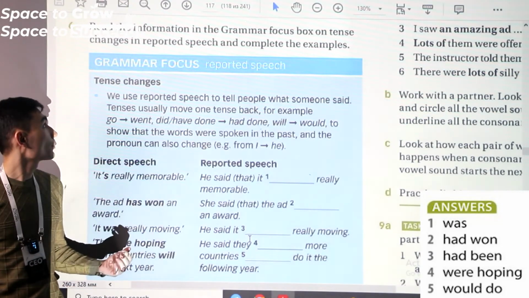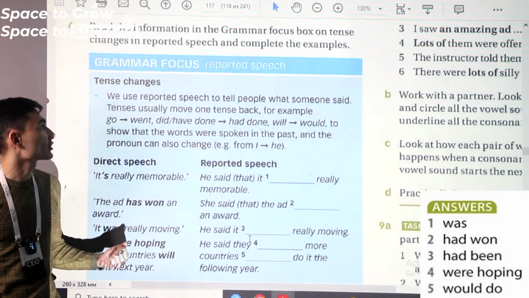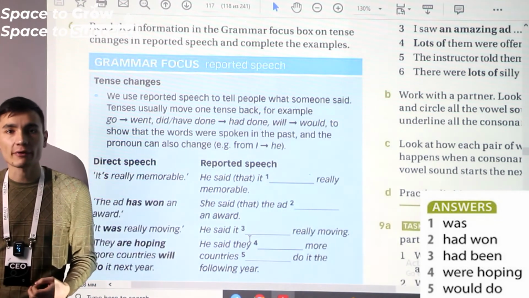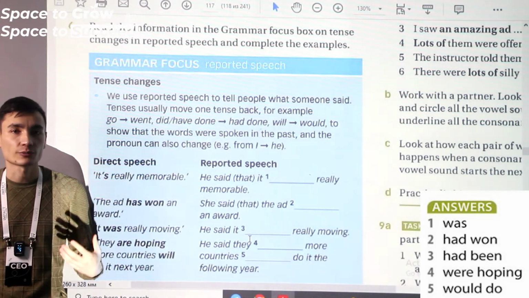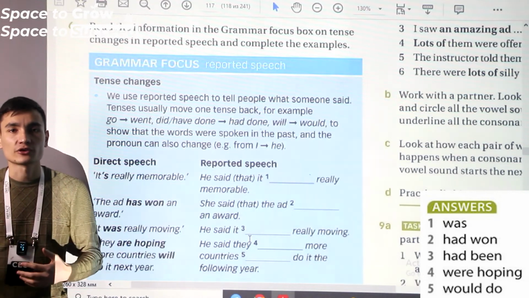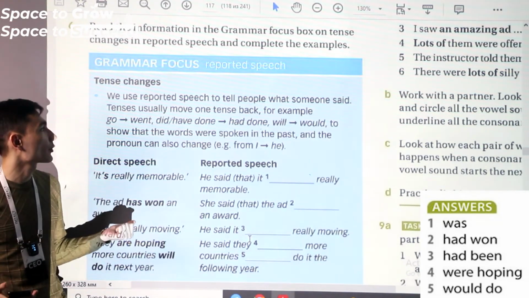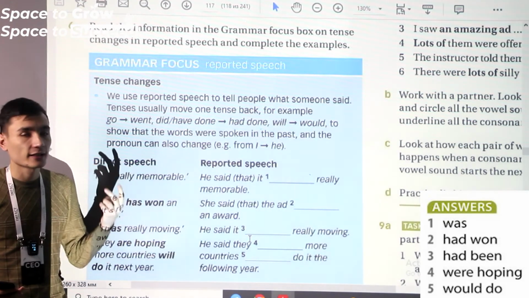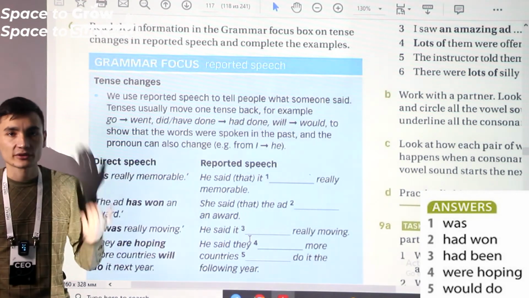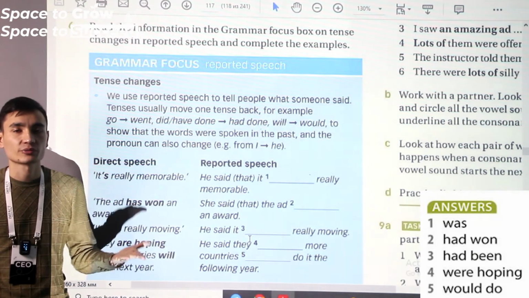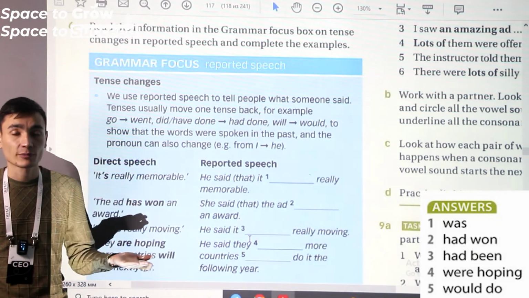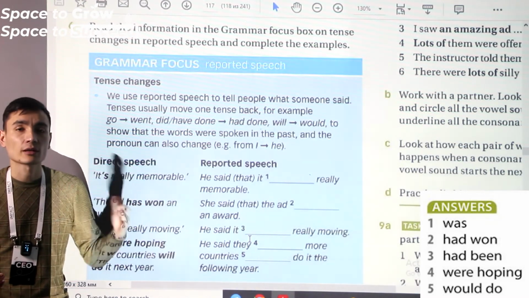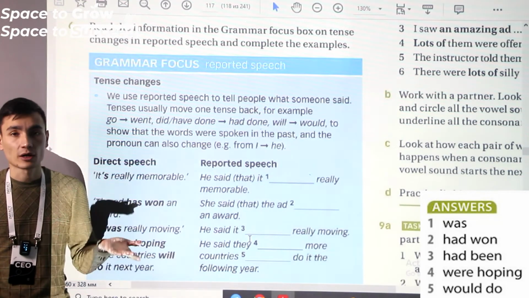Grammar focus, reported speech, tense changes. We use reported speech to tell people what someone said. So there is direct speech, which directly tells what the person said, and reported speech, which is a slightly altered version of the thing that person said. Tenses usually move one tense back. For example, present simple becomes past simple, present continuous becomes past continuous, present perfect becomes past perfect, and past simple becomes past perfect.